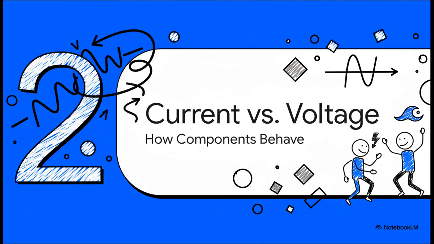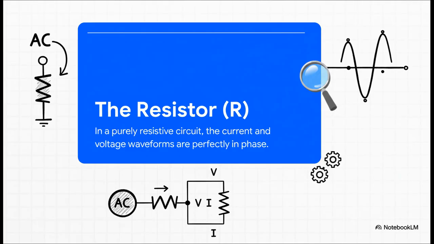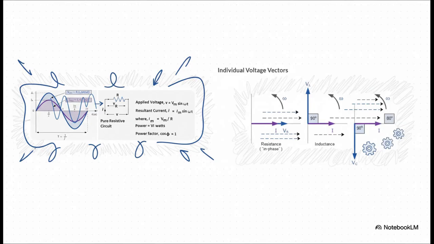The real secret to understanding these components, it all comes down to the relationship between voltage and current. It's kind of like a dance, and each of our three characters has its own signature moves. The resistor? It keeps things super simple. It's the steady one, remember? So, in a circuit with just a resistor, the voltage and current are perfectly in sync. They rise together, they fall together, they hit their peaks at the exact same time. No drama.